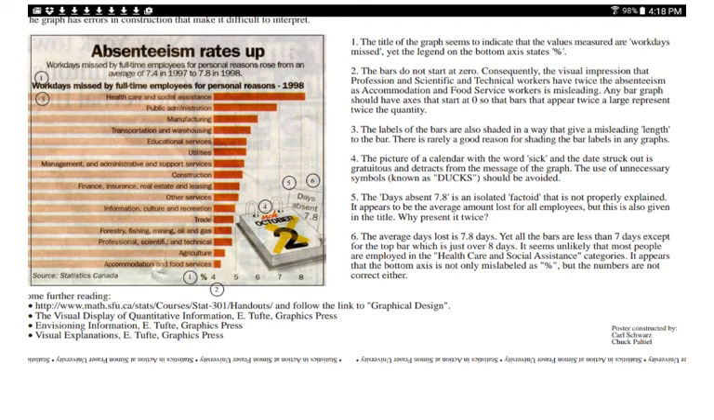7.8 appears here, it appears here. You don't need it twice. And the average days lost is 7.8 days. But if you find 7.8 right in this area, it looks like, well, everything's less than 7.8 except for healthcare and social workers. And that's what happened when you started at 4. So again, it's misleading. So bad graph.